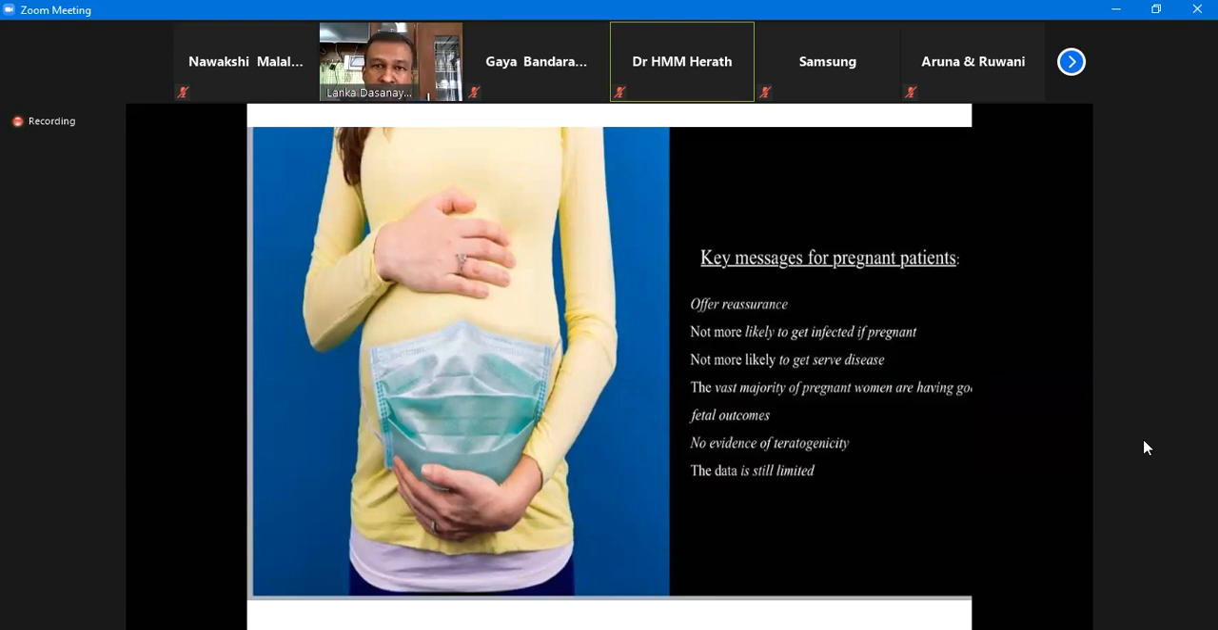So we have to pass on the key message to the pregnant woman. Generally we can reassure them. We can offer reassurance because they are not more likely to get infected than the general population. Even though their immunity is altered in the body, the infection rate is more or less similar to the general population. And they are also not more likely to get a severe kind of infection when compared to the general population.